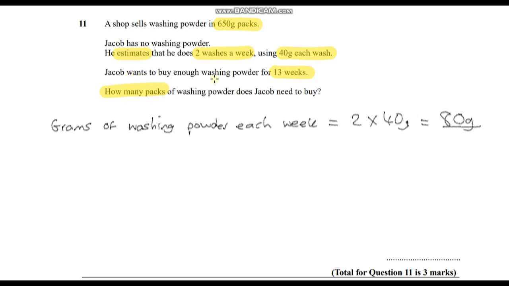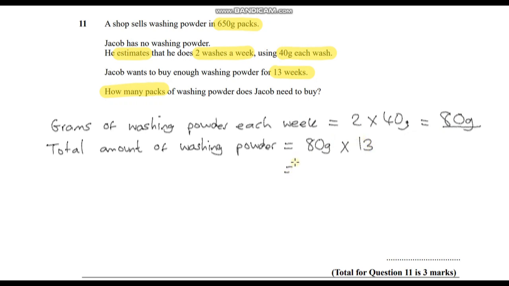Now he wants to buy enough washing powder for 13 weeks. So total amount of washing powder. You don't need to write all of these words, but I'm just trying to explain clearly what I'm doing. So the total amount of washing powder over the 13 weeks, well, it's going to be 80 grams times 13, because we use 80 grams each week and there's 13 weeks.